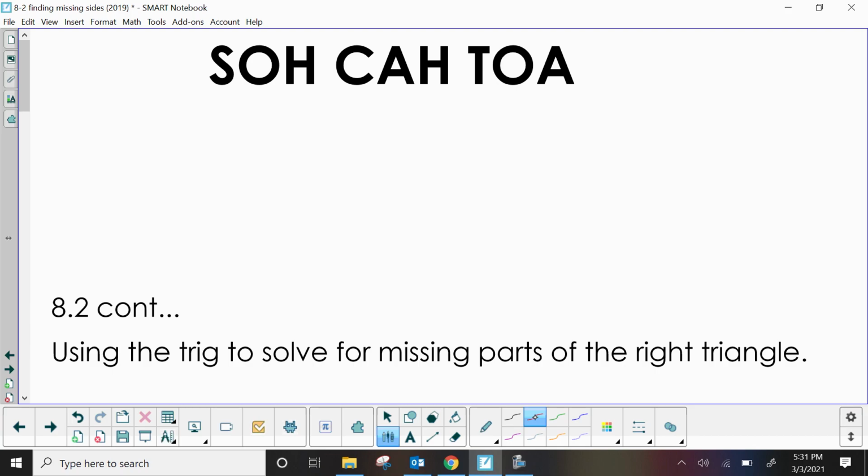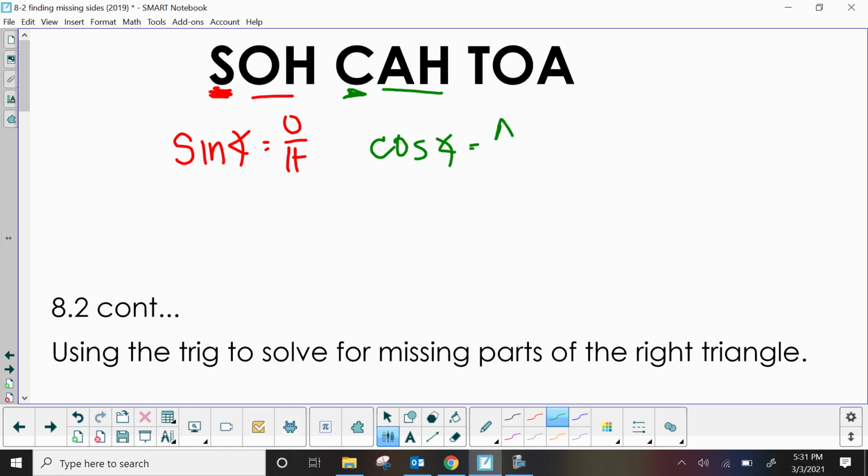In the past, we've done the ratios using SOHCAHTOA. Now you have to know SOHCAHTOA. Sine of the angle is equal to opposite over hypotenuse. The C stands for cosine: the cosine of the angle is equal to the adjacent side over the hypotenuse. And the tangent of an angle is equal to the opposite side over the adjacent side. These are the trig functions we are going to use with a right triangle to find a missing side.